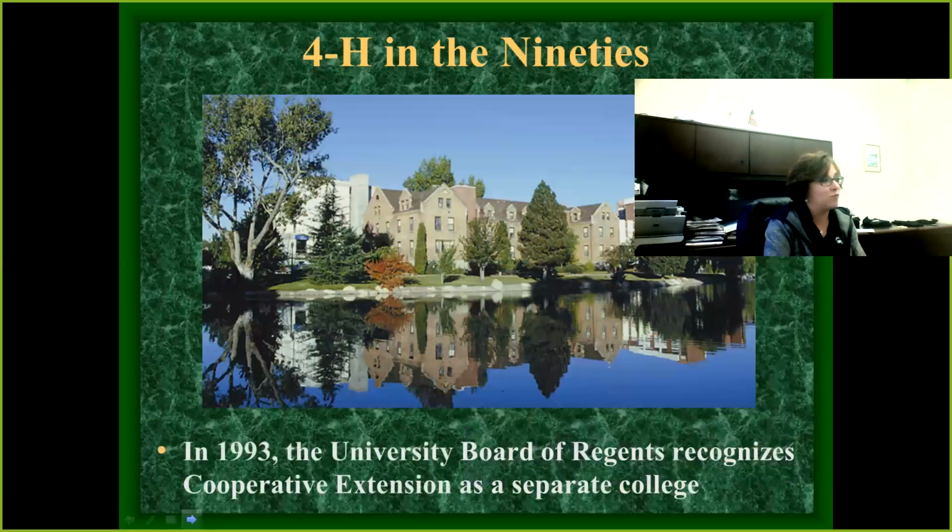So we have a pretty good history. In 1993, the University Board of Regents recognized Cooperative Extension as a separate college. So we have the College of Agriculture, or Cabner, the College of Education, the College of Business, the College of Liberal Arts. In 1993, the College of Cooperative Extension was formed, or University of Nevada Cooperative Extension, which meant we got our own dean and so on.